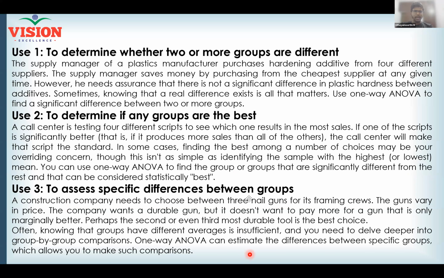Often knowing that the groups have different averages is insufficient, and you need to delve deeper into group by group comparisons. One-way ANOVA can estimate the difference between specific groups, which allows you to make such comparisons. So see, this statement is very important, right? Knowing that groups have different averages is insufficient. Seeing different averages is not enough to take a decision. You have to delve deeper into the group by group comparison.